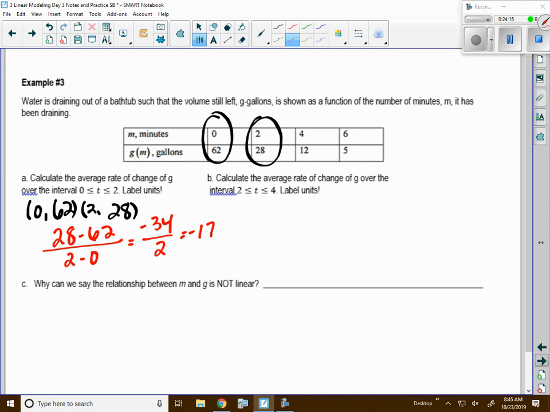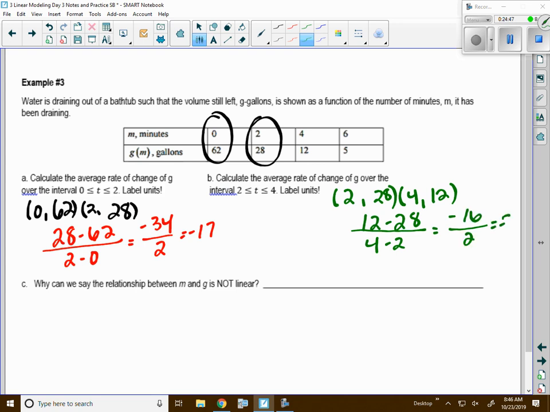Did you get negative 17? Yeah. Beautiful. All right, let's try letter B. Now, in letter B, you're using a different set of points. So you're doing 228 and 412. See if you get the same answer here. Did you get negative 8? Yeah. Interesting.